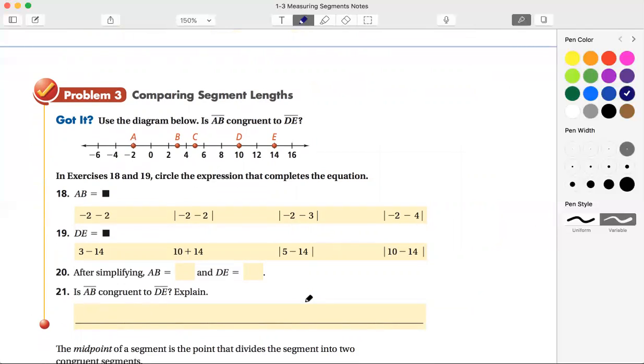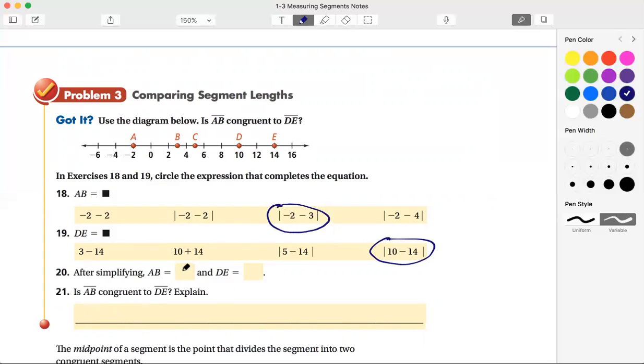Okay, so our first step here is circle the expression that completes this equation. So what should AB look like? Well, A is -2 and B is -3. So which one subtracts -2 and -3? This one. All right, D is at 10 and E is at 14. Which one subtracts 10 and 14? This one. So if I simplify AB, I get -2 minus 3, which is going to give me -5.